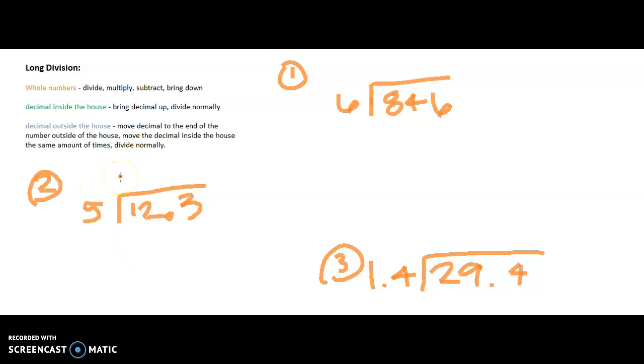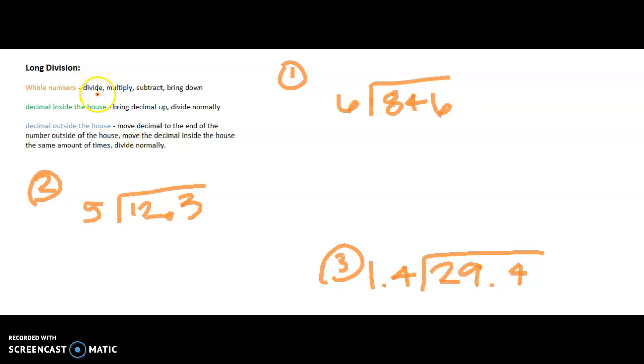We're going to do a quick review of some long division. So we've got three different types. We've got where we're just having whole numbers that divide out nicely. We've also got if we just have a decimal inside the house, and we also have if we have a decimal outside of the house. We have different procedures for each.